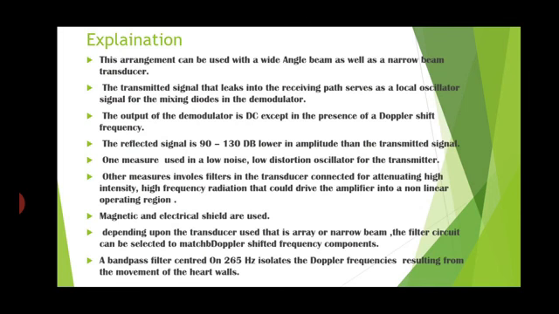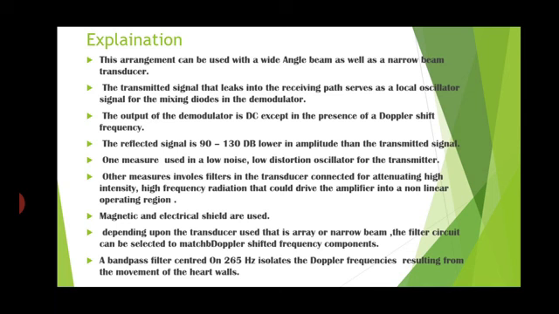Now we will see the details. This arrangement can be used with a wide angle beam as well as a narrow beam transducer. The transmitted signal that leaks into the receiving path serves as a local oscillator signal for the mixing diode in the demodulator. The output of the demodulator is DC except in the presence of Doppler shift frequency. The reflected signal is 90 to 130 dB lower in amplitude than the transmitted signal.